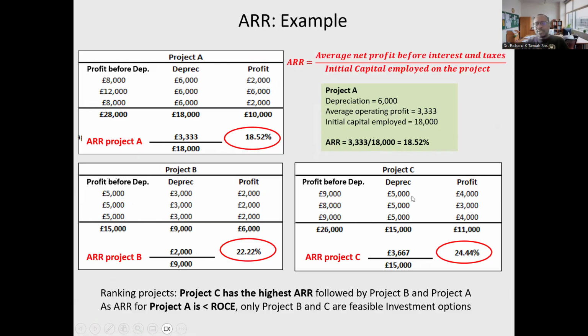Do it for project C as well. Depreciation is 5,000 each. Subtract them from the profit before depreciation. You get these figures. Sum them up, get 11,000. Divide by 3, you get 3,667. Divided by the initial investment of 15,000, you get 24.4. In this case, we see that project C is still reporting a higher rate of return. So you go for it.